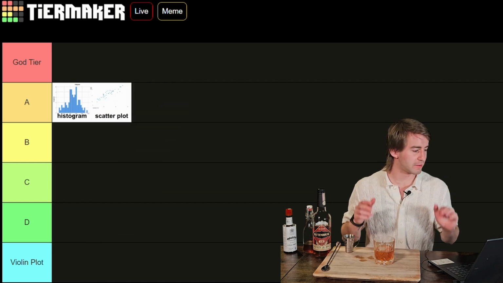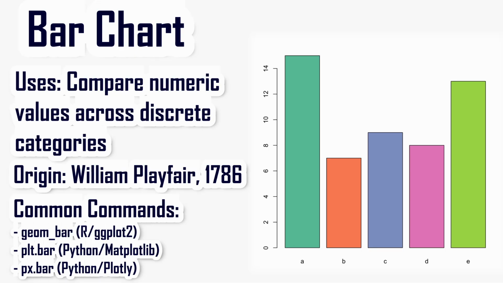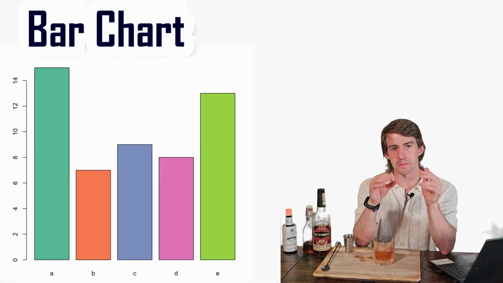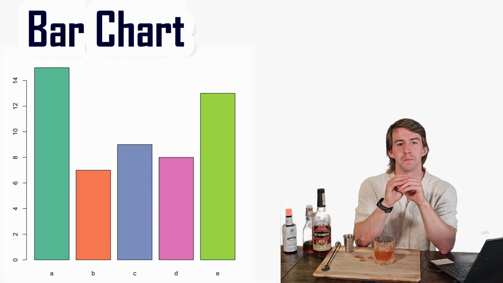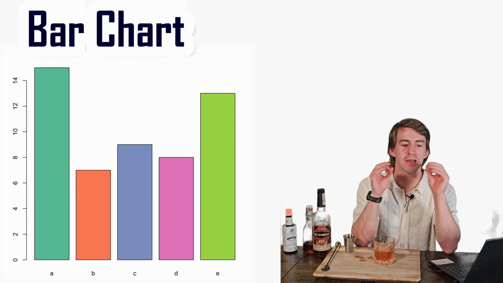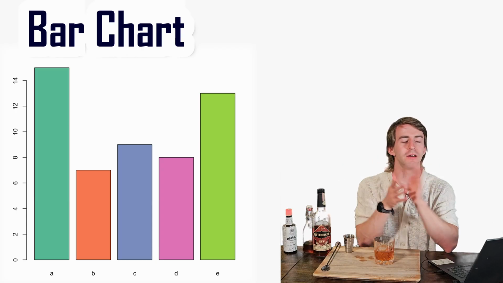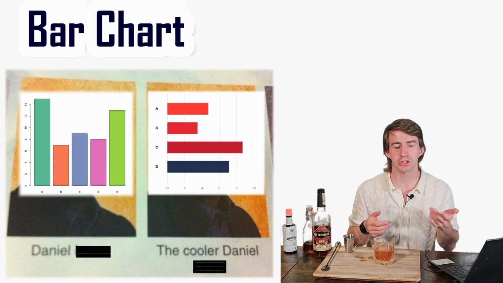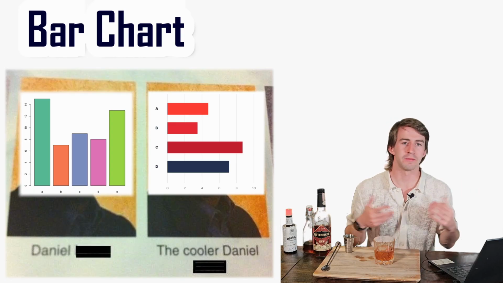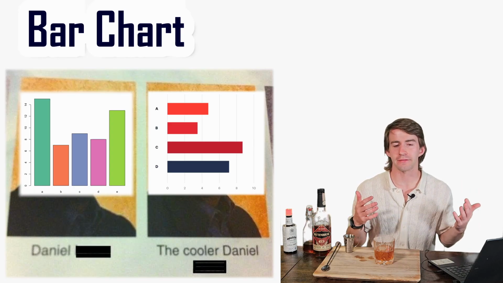All right, next up is the bar chart. The bar chart for me is the epitome of the B tier visual, right? It is totally fine at just getting a quick glimpse of the data, but the horizontal bar chart, which we will see later, is, in my opinion, better in literally every way.